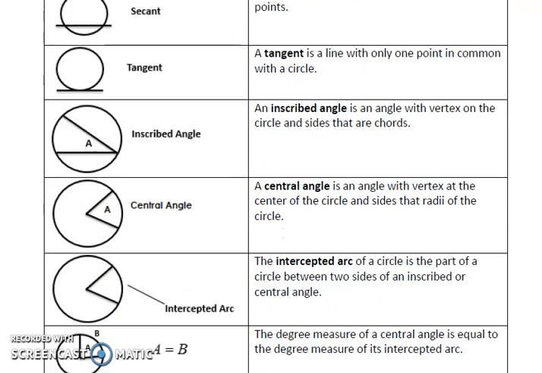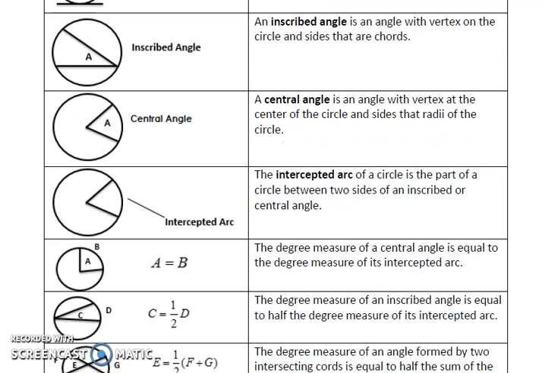An inscribed angle is an angle with vertex on the circle and sides that are chords. So here, this angle has its vertex here on the circle, and then its sides are chords. Remember, a chord is a line with endpoints on the circle. So these are 2 chords. It's the sides of the angle, and here's the vertex, which is on the circle.